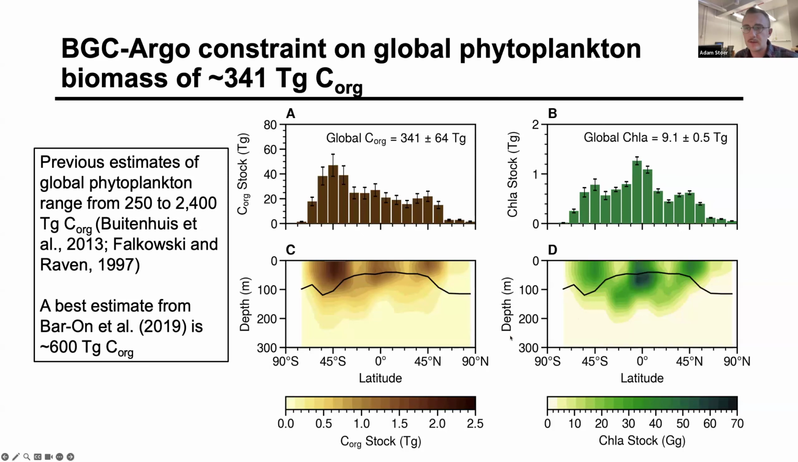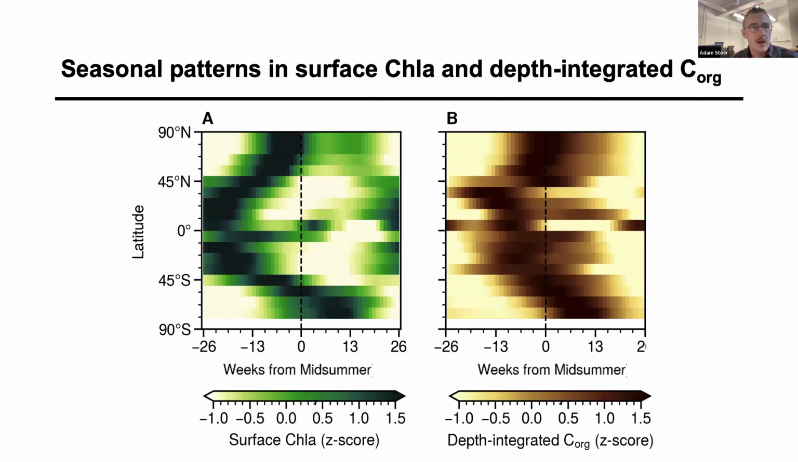So we get this constraint on global phytoplankton stocks. We can also use the BGC Argo array to better understand seasonal patterns between surface chlorophyll and depth integrated carbon, as well as comparing the two. And what you see here is how the total stock of carbon and chlorophyll varies throughout the year by week. And it's all made relative to the summer solstice. And so it's aligned with the day where we have the most sunlight. And that's needed to make things fit nicely and work within the seasonal solar cycle.